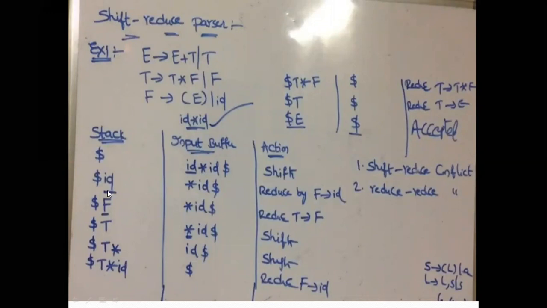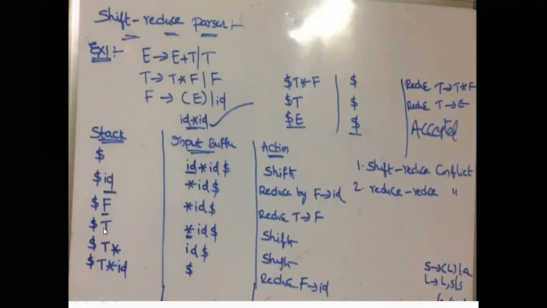Then next, id is replaced with capital F. Is there any production in the right hand side with the capital F? Yes, we are having the right hand side with production capital F. So that F is replaced with the left side non-terminal, that is capital T. So that is the reduce operation, that is T is production with F. So this F is replaced with capital T.